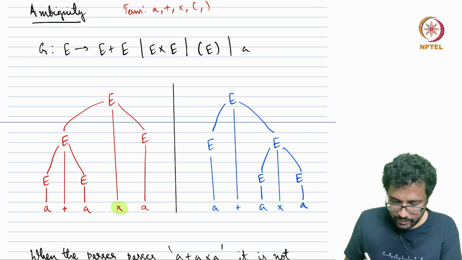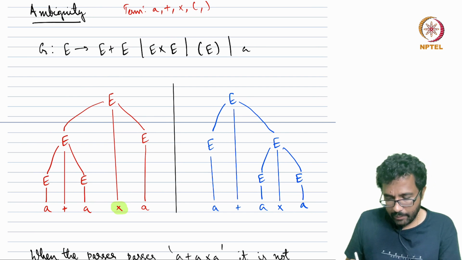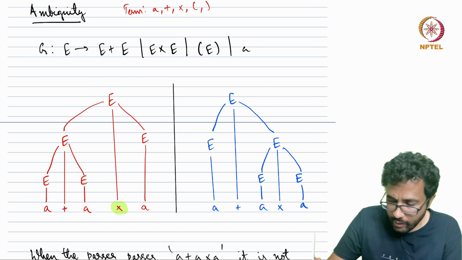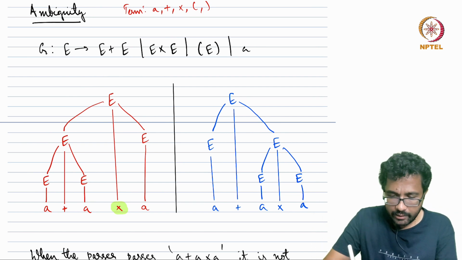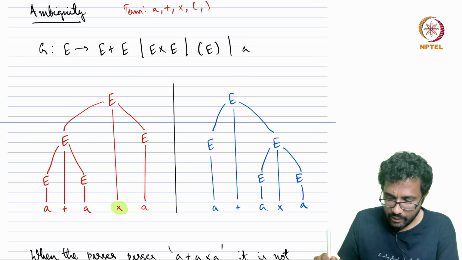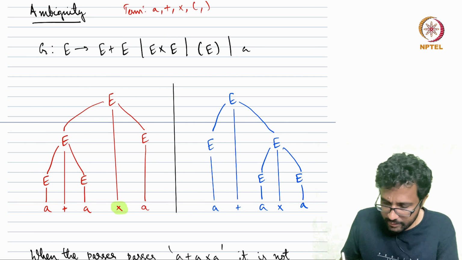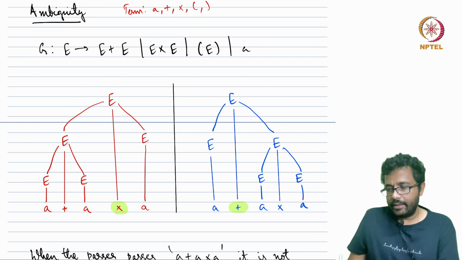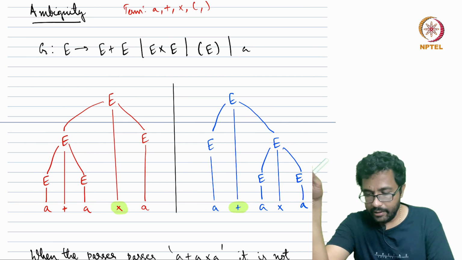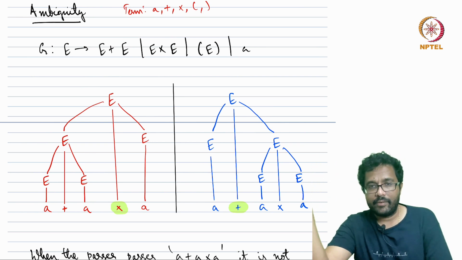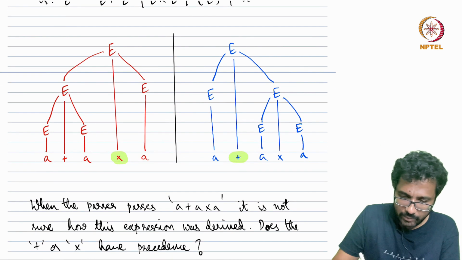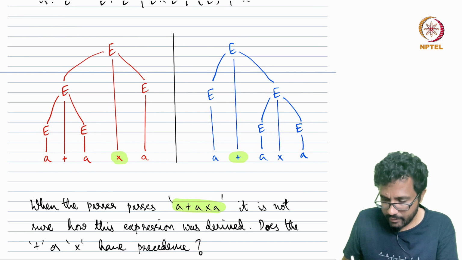So here we get the string A plus A times A, A plus A multiplied by A, right? Whereas in the derivation on the right side, denoted by blue, the first rule is E gives E plus E, where the E on the left side gives A, and the E on the right side gives A multiplied by A. So in both cases we end up with the same string, A plus A multiplied by A, right?